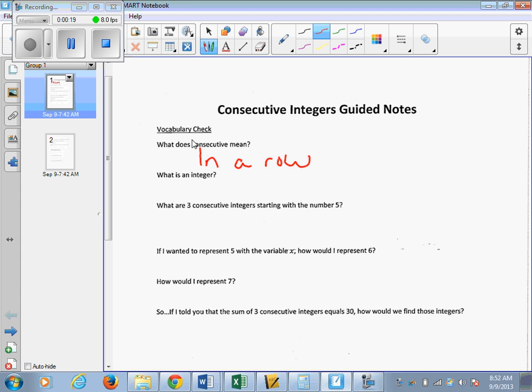And what's an integer? If we go back to pre-algebra, we talked about what an integer is, and it is a positive or negative whole number. So things like 5, 9, -3. So no decimals or fractions.